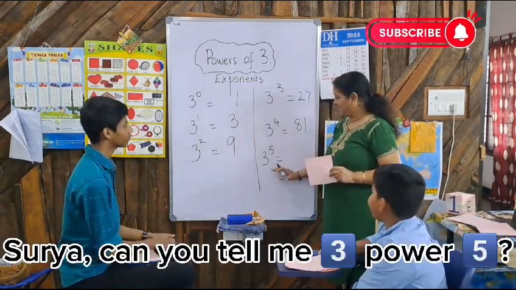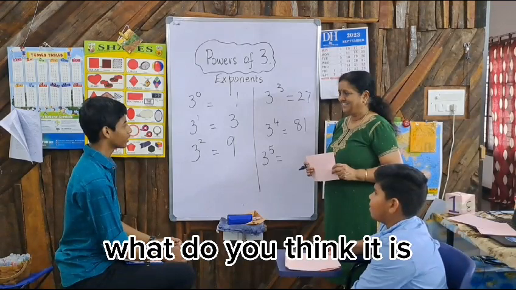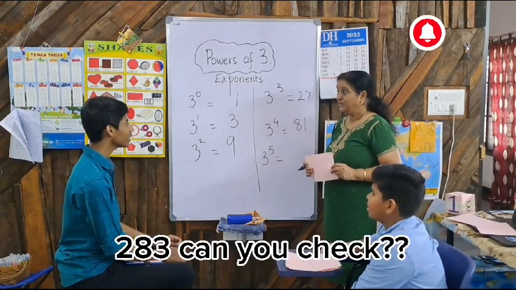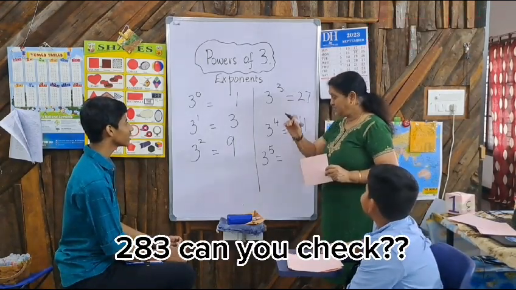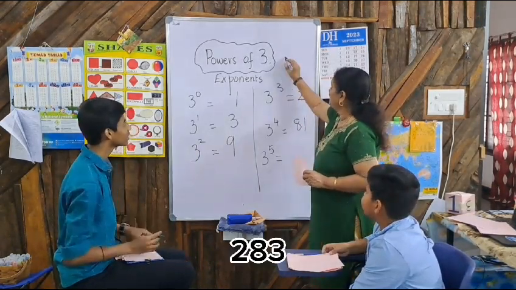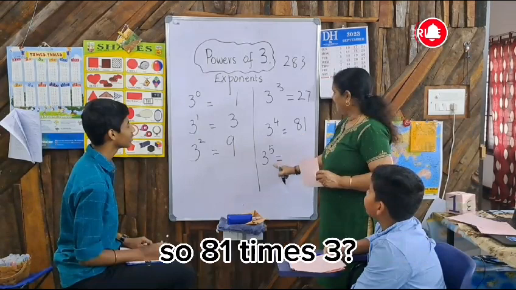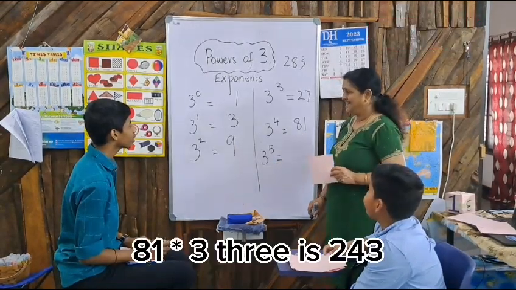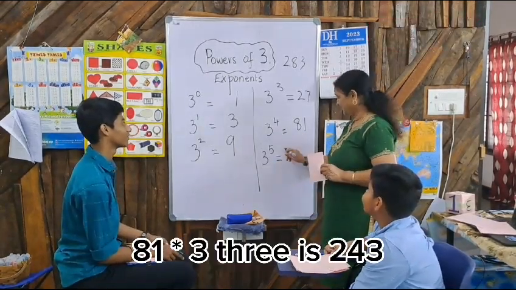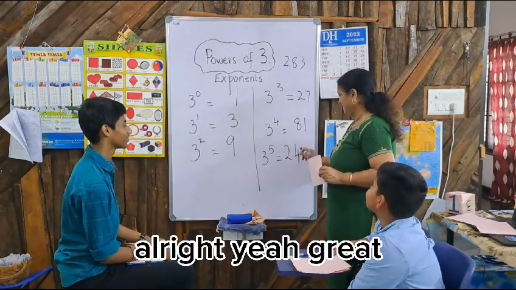Okay, Surya, can you tell me 3 power 5? What do you think it is? 283. Can you check? So you got 81 here, right? Yes. So 81 times 3? 243. Yes. Alright, great.